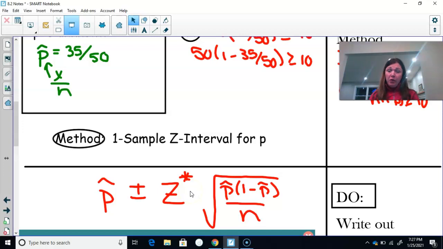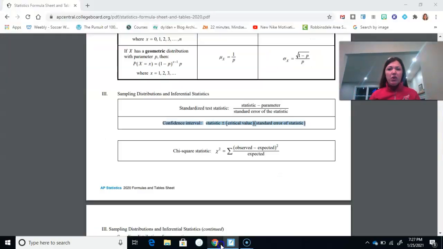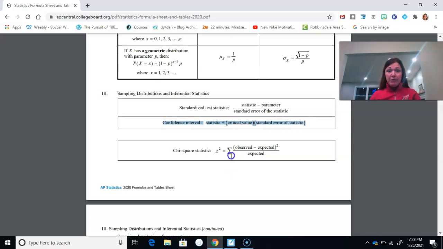I need you to get your formula sheet out, and if you don't have your formula sheet out, I need you to maybe Google AP Stats formula sheet, or you can go on our Schoology. I'm going to show you right now where to find it, but you have to be very, very fluent with this formula sheet and where to find your critical values.